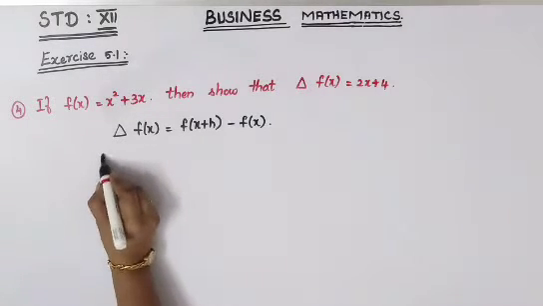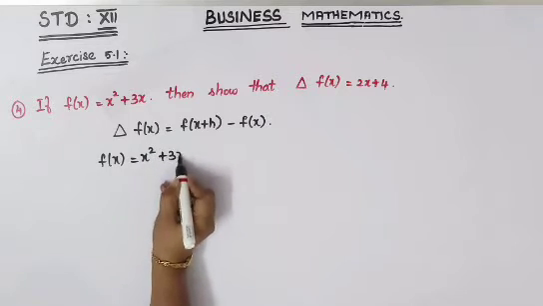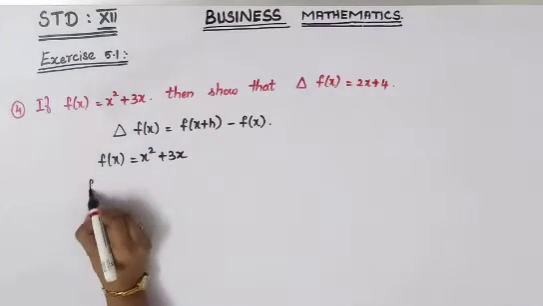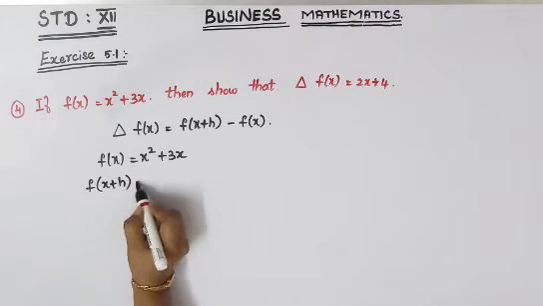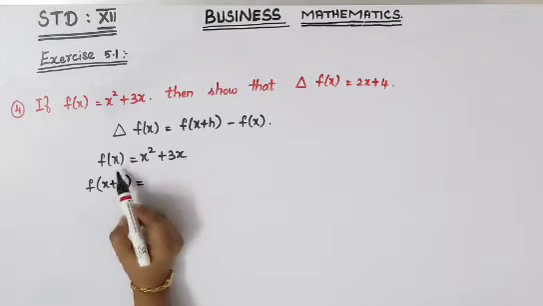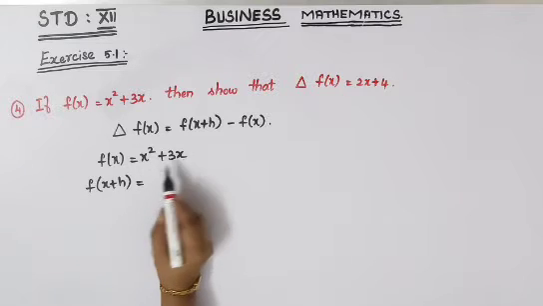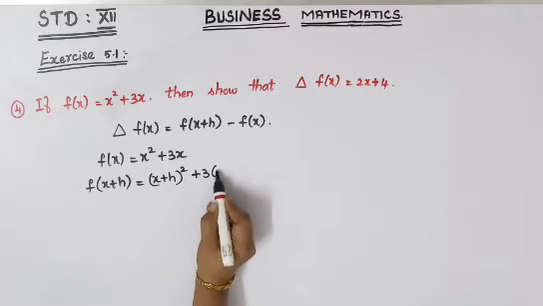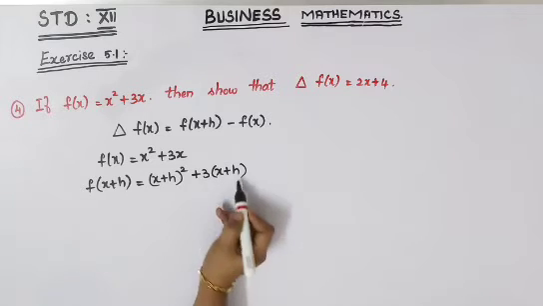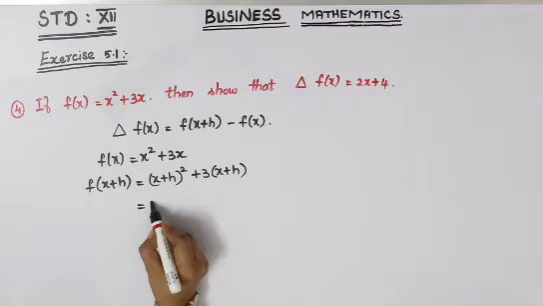So they have given you f of x is equal to x square plus 3x. That is from your question. We'll have to find f of x plus h. In the place of x, we'll have to replace x plus h. So towards your right hand side also, instead of x, you'll have to write x plus h the whole square plus 3 into x plus h. The next step is a plus b the whole square, so a square plus 2ab plus b square.